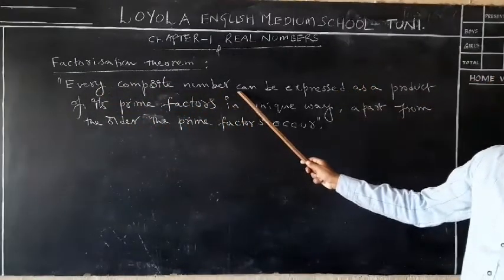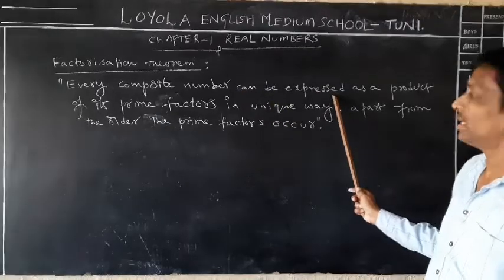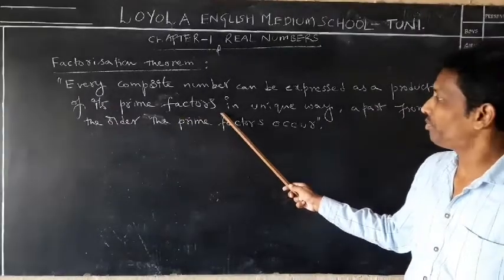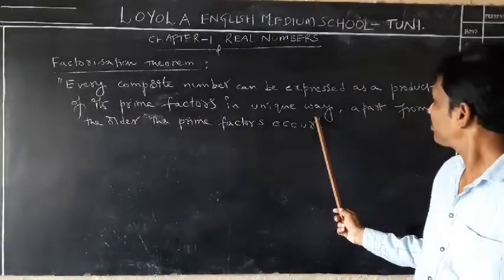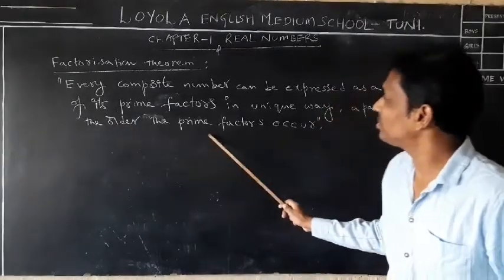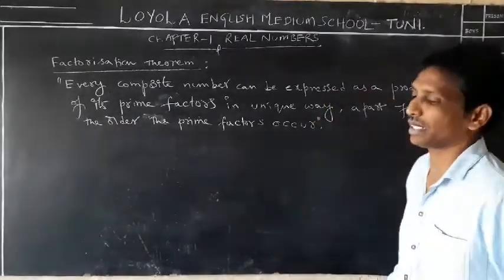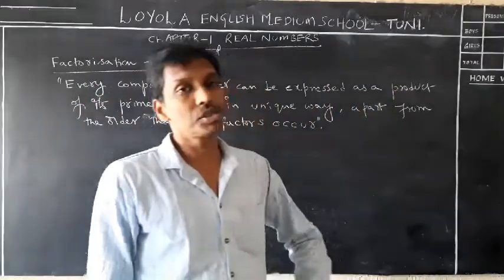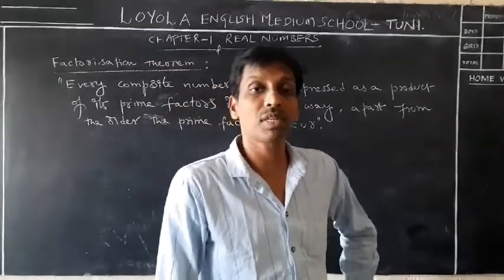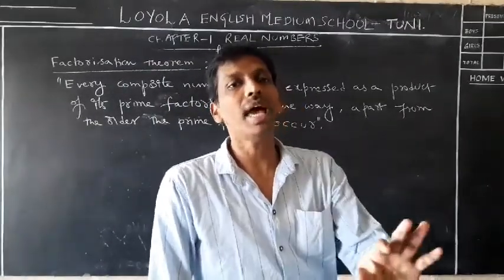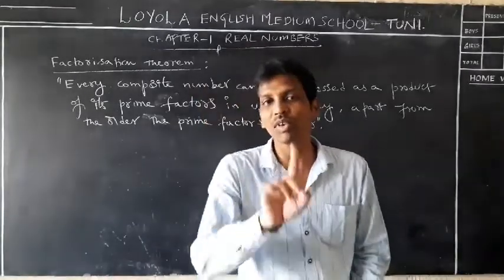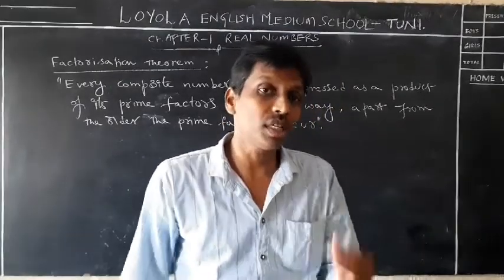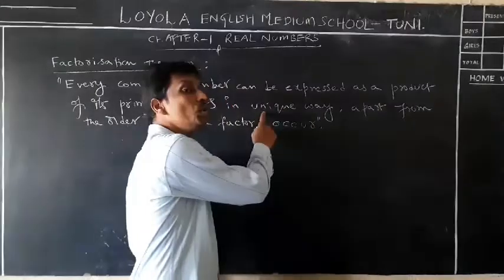Every composite number can be expressed as a product of its prime factors in a unique way, apart from the order in which the prime factors occur. Means we know very well every composite number can be expressed as the product of prime factors in a unique way. Unique means what? In one way only. We don't want to express in so many ways. So that comes under the meaning of a unique way.